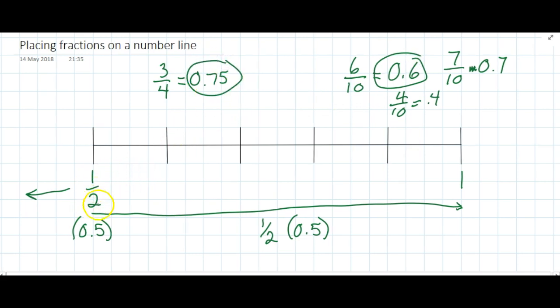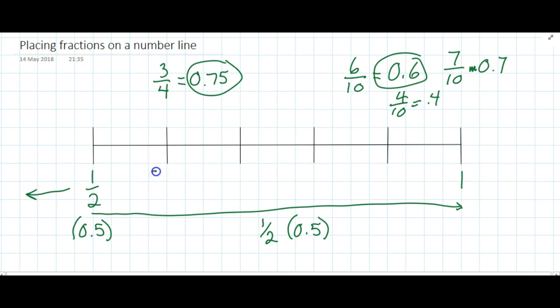So let's go back to our number line. We know that this is 0.5, and we know that the rest of this space here is 0.5. So that means that we take 0.5 and we divide it by the number of chunks we have. So we have a chunk here, a chunk here, a chunk here, a chunk here, and a chunk here. That's 5. So that means that for each one of these lines here, we have to add 0.1.